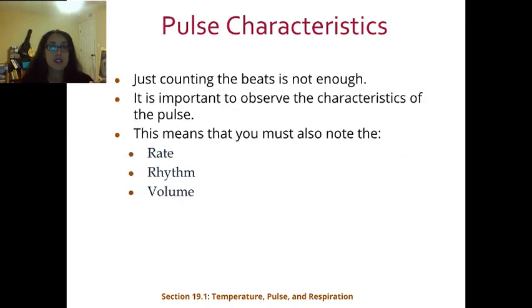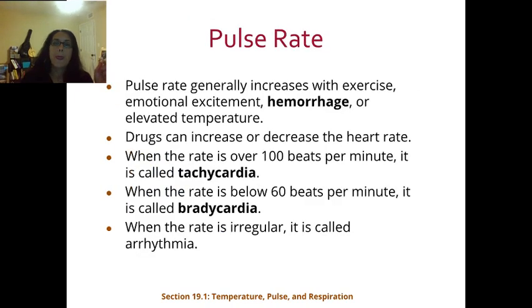Okay, so pulse characteristics. Not only do we want to count how many in a minute, we also want to know what it is like. Just counting the beats is not enough. It's important to observe the characteristics of the pulse. That means you need to know the rate, which should be 60 to 80. Rhythm, is it regular? Is it irregular? Volume, is it full? Is it bounding? Is it weak? Is it thready? An irregular heartbeat is going to go boom, boom, boom, boom, boom.